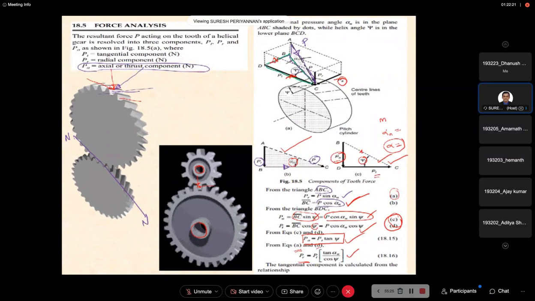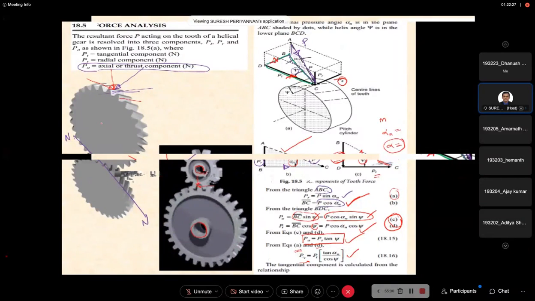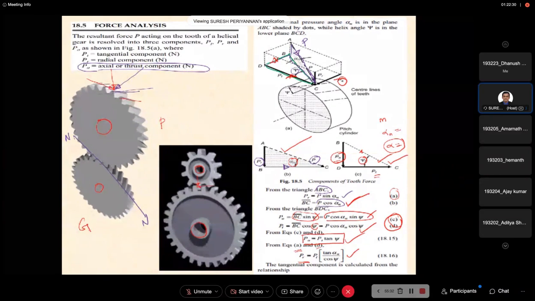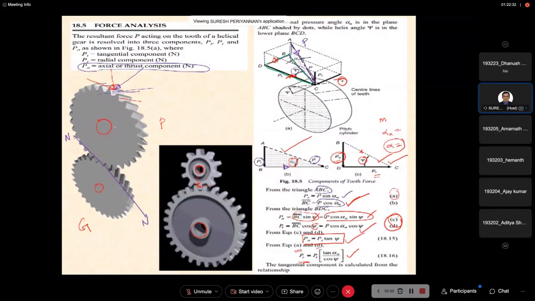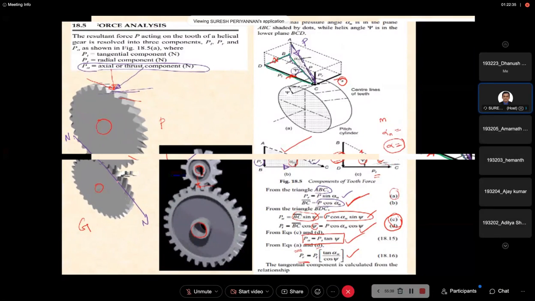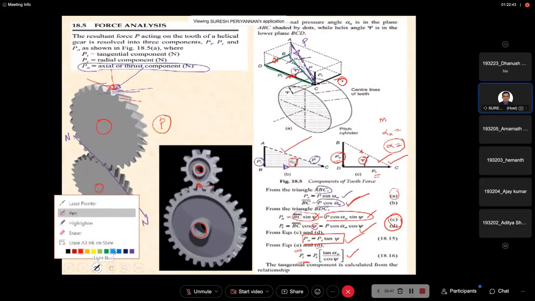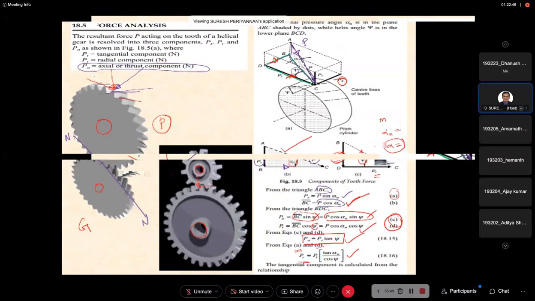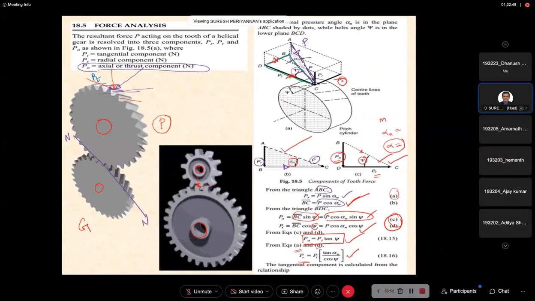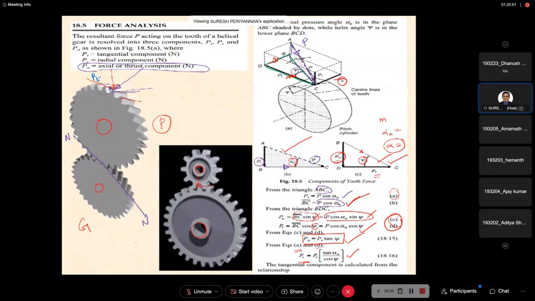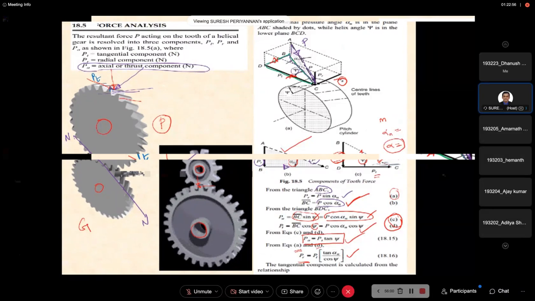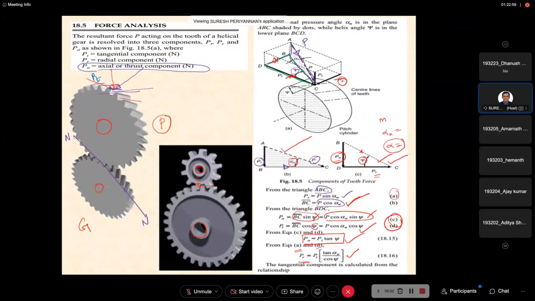For example, you may consider this as the pinion and this as the gear. For our understanding, don't say this is bigger or smaller; I am considering this as the pinion. Now the PT is acting here. This is my PT. The PT is in the opposite direction of the rotation of our gear.